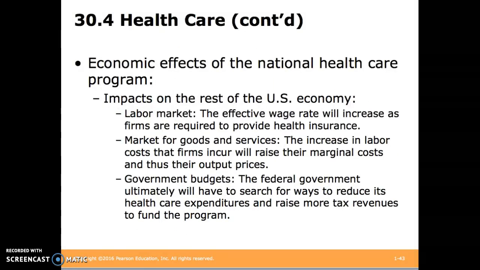Impacts on the rest of the U.S. economy include impacts on the labor market, where the effective wage rate will increase since firms are required to provide health insurance. The market for goods and services, where the increase in labor costs that firms incur will raise their marginal costs and thus their output prices, and government budgets, where the federal government ultimately will have to search for ways to reduce its healthcare expenditures and raise more tax revenues to fund the program.